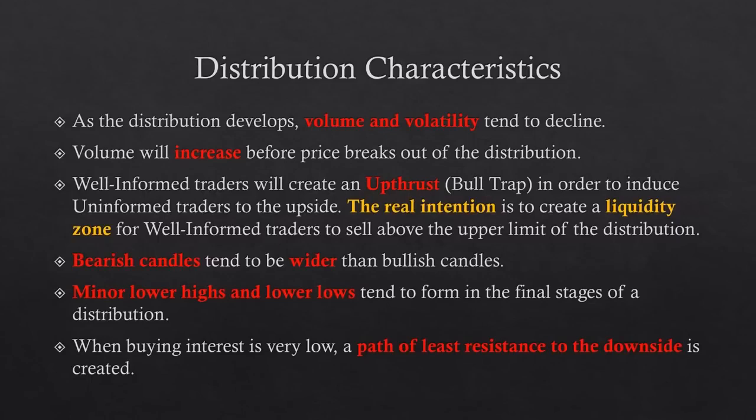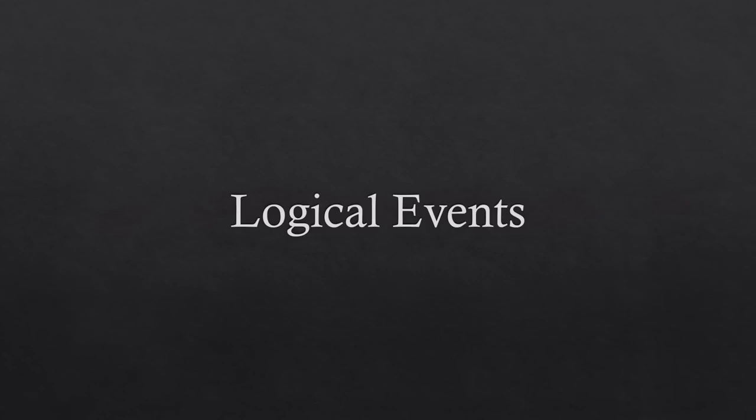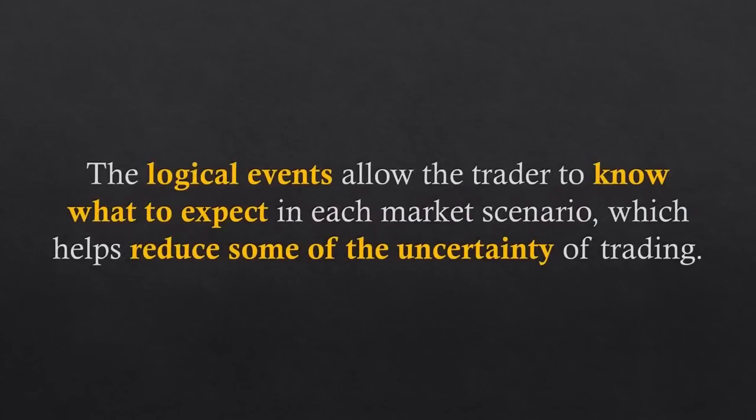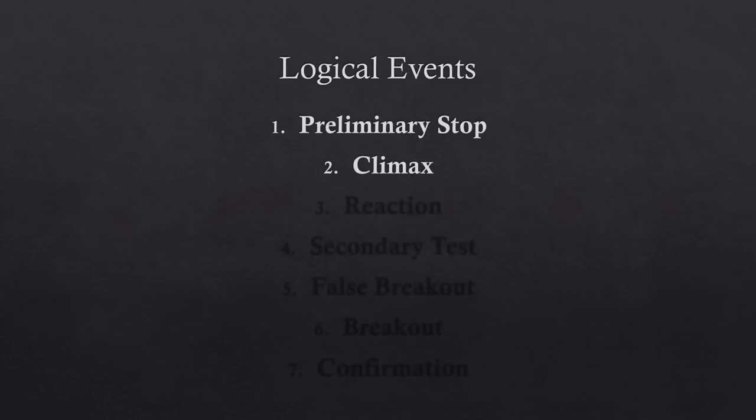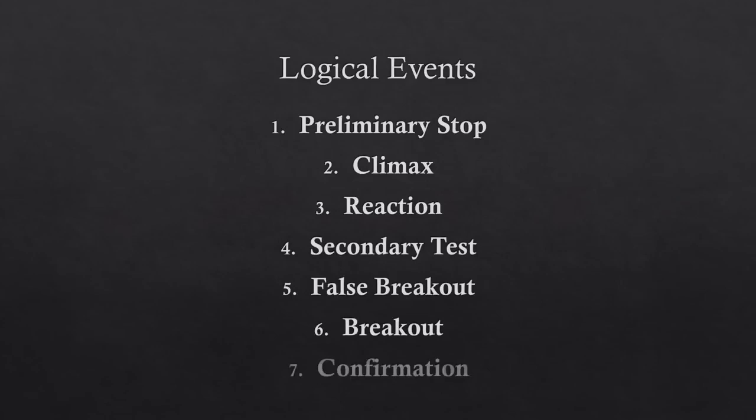Given these basic characteristics of accumulation and distribution structures, it's time now to move on to the 7 logical events outlined by the Wyckoff Method. The Wyckoff methodology outlines 7 logical events to help the trader read the market more accurately. The main advantage in this is that the trader knows what to expect in each market scenario, which can help reduce some of the uncertainty of trading. These events are the preliminary stop, the climax, the reaction, the secondary test, the false breakout, the breakout, and the confirmation. Next, we'll examine each of these 7 events more carefully, starting with the preliminary stop.